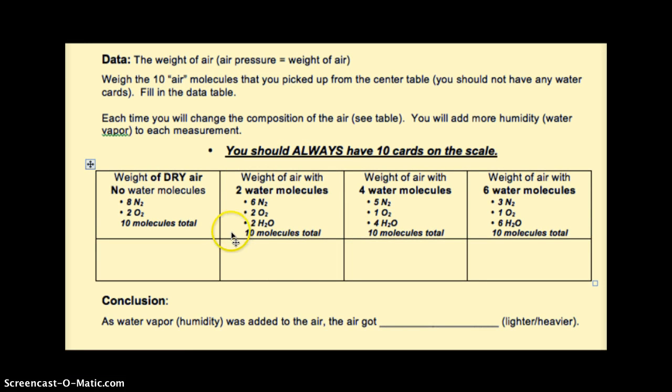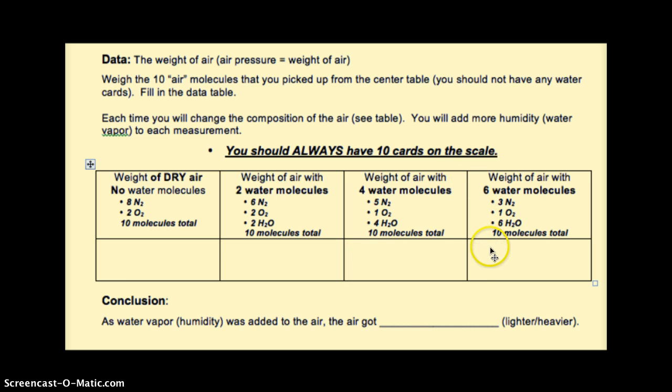Hit pause again. Next, 4 water molecules. So this time let's do 5 nitrogen, 1 oxygen, and 4 water. So we still have 10 molecules, but more of them are water. Again, make sure your scale reads 0. What is the weight this time?